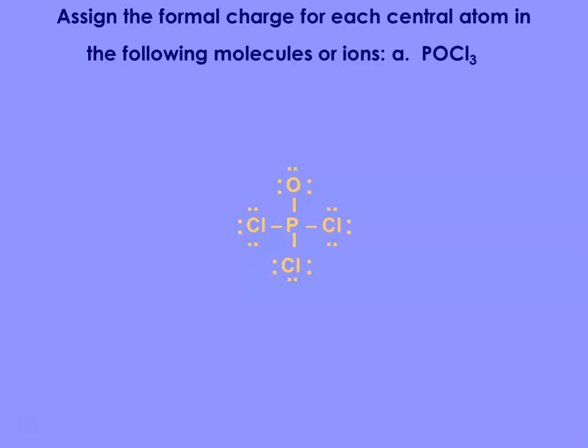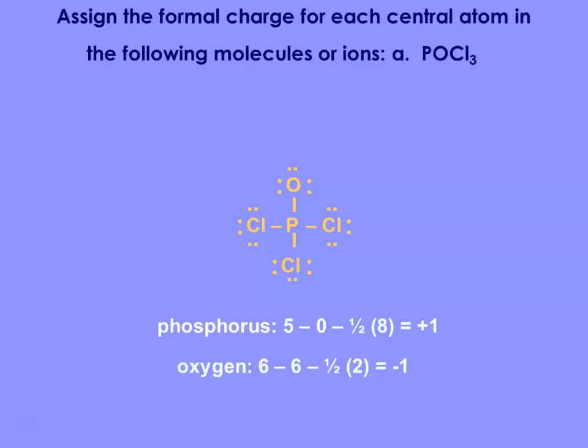So phosphorus normally has 5 valence electrons. All of the electrons that phosphorus has surrounding it are involved in bonds, so it has no lone electron pairs. So I would take half of those 8 electrons, 4, subtract that from 5, and that gives me a formal charge for phosphorus of +1. Now I told you that you didn't only have to do the central atom, but I did want you to see where these other ones came from.